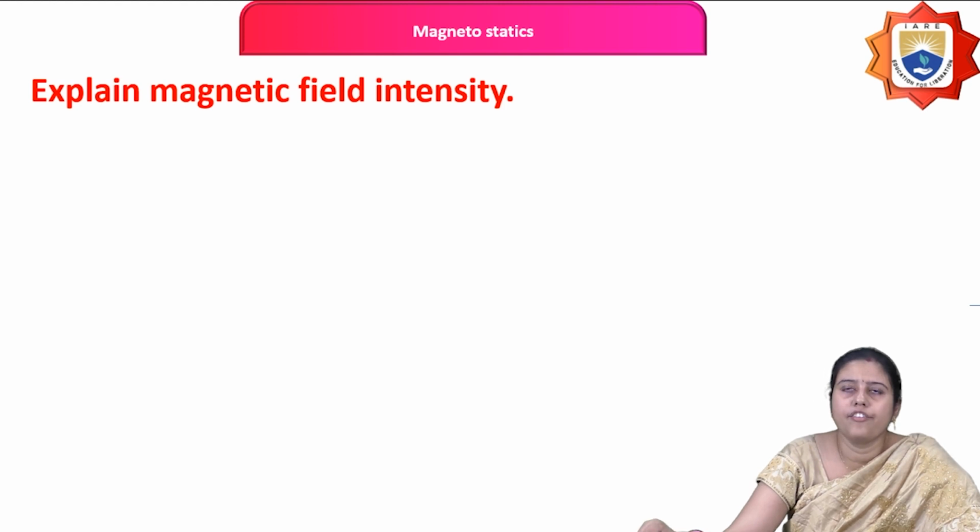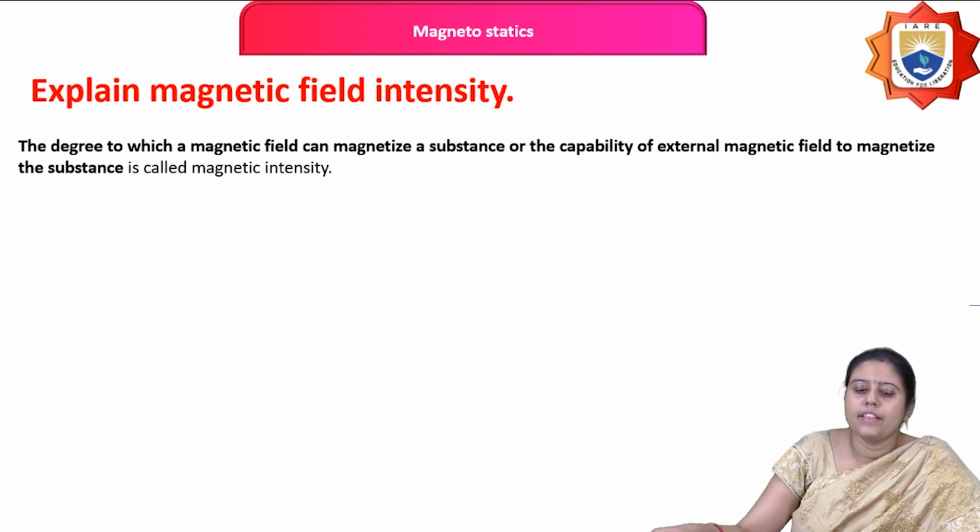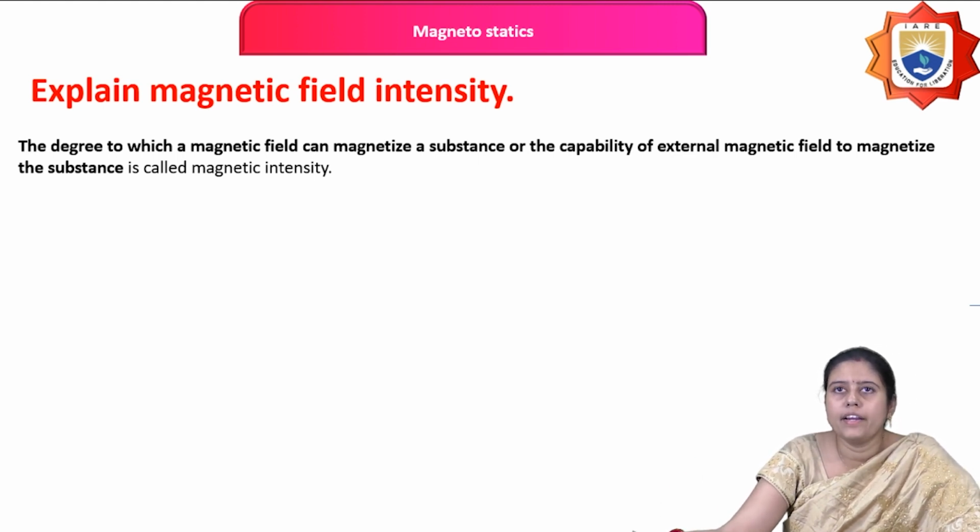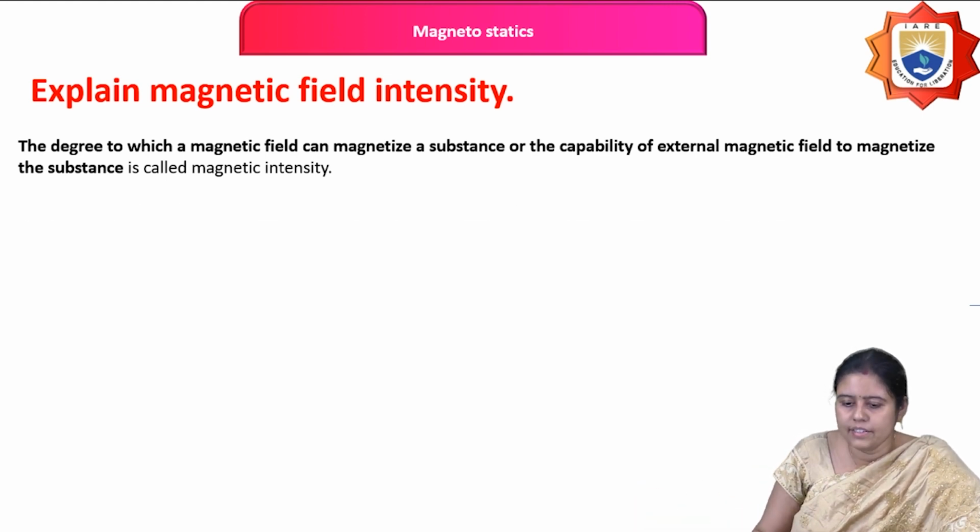Explain the magnetic field intensity. So what is the magnetic field intensity? The degree to which a magnetic field can magnetize a substance, or the capability of an external magnetic field to magnetize the substance, is called the magnetic intensity.